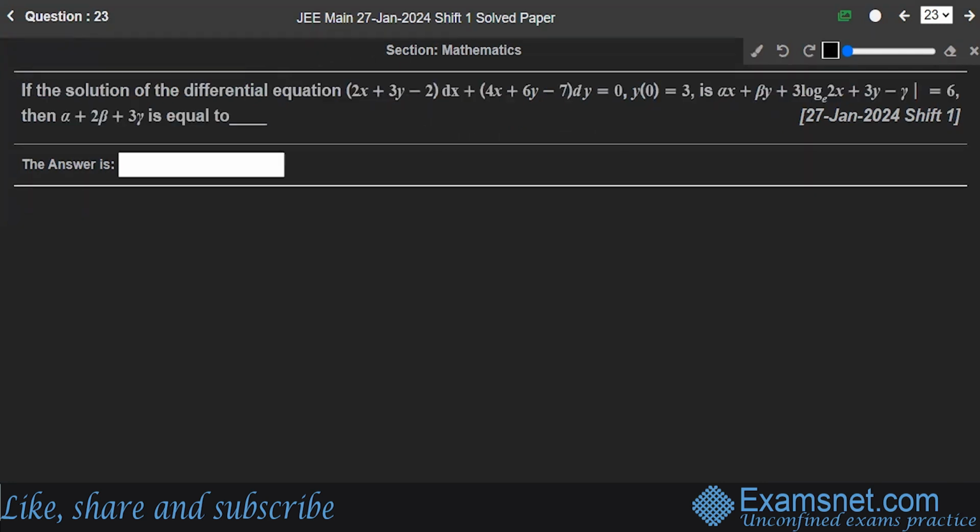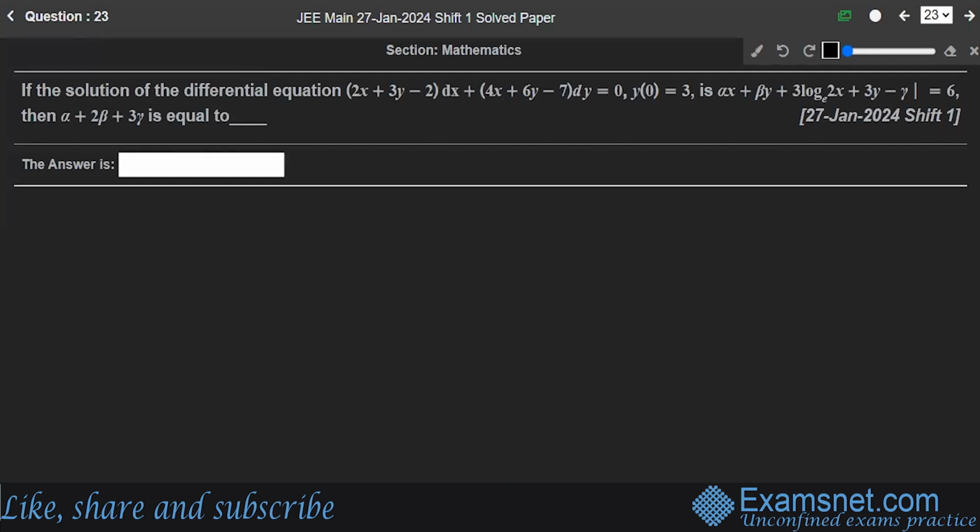Question number 23, the solution of the differential equation given by this. This is the differential equation. I'm repeating the question. If the solution of the differential equation, this is equal to 0 and y(0) is equal to 3 is this much, then what is alpha plus 2 beta plus 3 gamma?